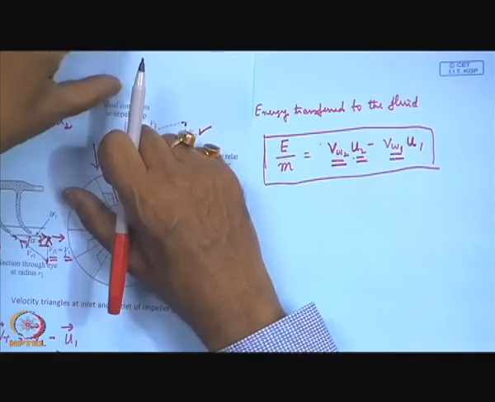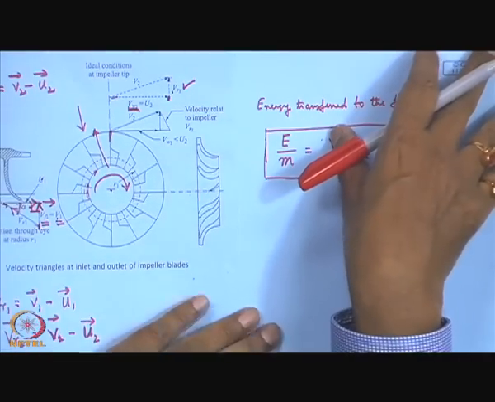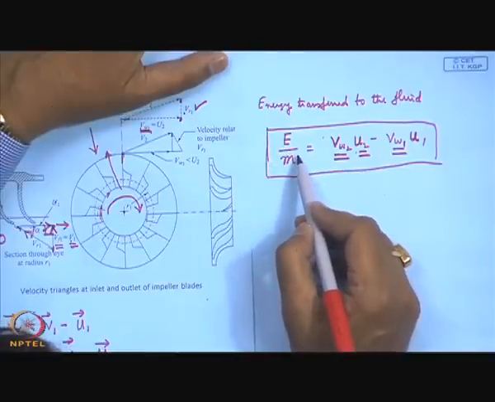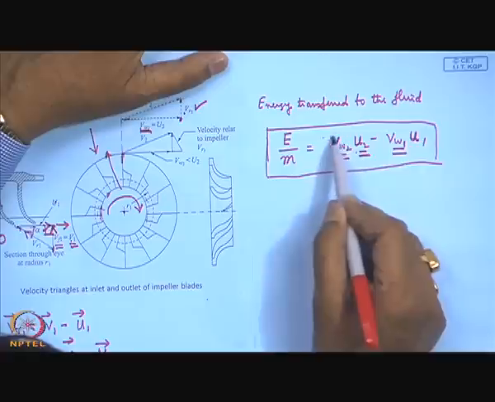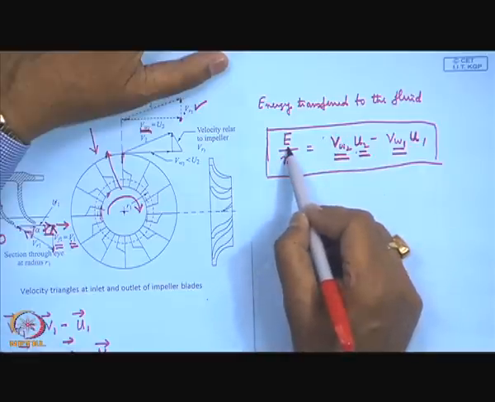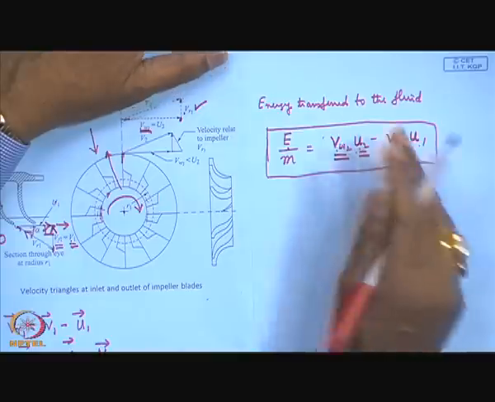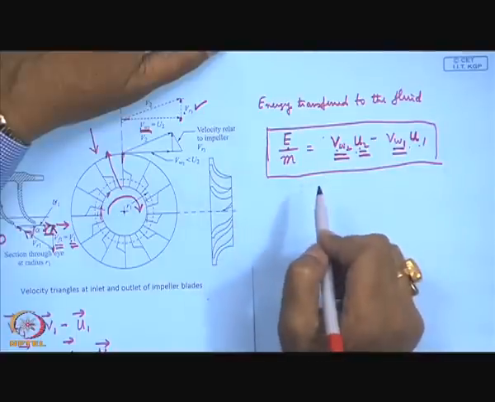Theorem of angular momentum: for a control volume, we find the net efflux of angular momentum, which equals the torque imparted on the control volume. Based on this angular momentum theorem, we derive that the energy transferred, in this case, equals the energy given by the machine to the fluid, Vw2 U2 minus Vw1. It is just a recollection of what we already discussed earlier.